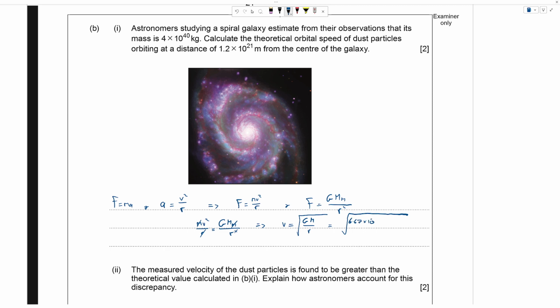6.67 times 10 to the minus 11, multiplied by the mass we're given, 4 times 10 to the 40, divided by that given radius, 1.2 times 10 to the 21. And once again, chuck that all in the calculator and see what we get. It's hard to have an idea of what a sensible answer would be for this question. So the answer I've got is 47,000 meters per second.